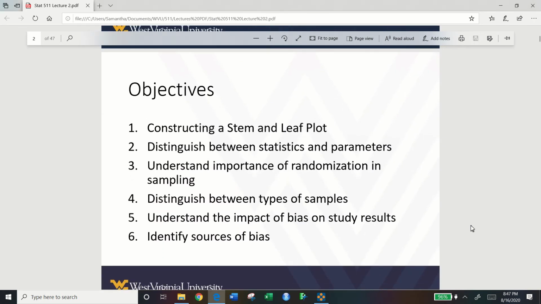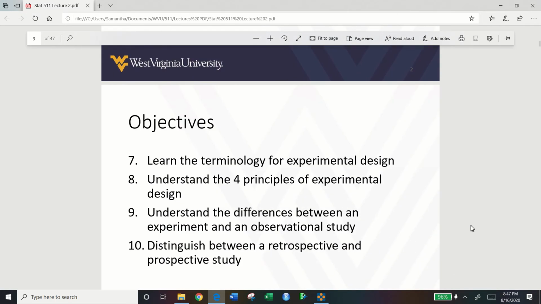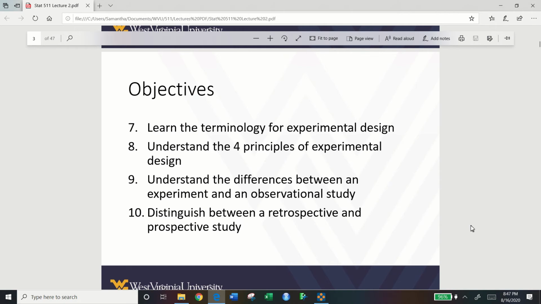In this video, we are going to focus on constructing a stem and leaf plot, distinguishing between statistics and parameters, understanding the importance of randomization and sampling, distinguishing between types of samples, understanding the impact of bias on study results, identifying sources of bias, learning the terminology for experimental design, understanding the 4 principles of experimental design, understanding the difference between an experiment and an observational study, which we discussed a little bit in our previous lecture, and distinguishing between a retrospective and a prospective study.